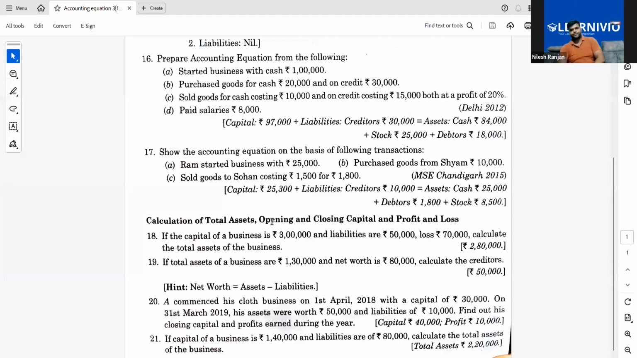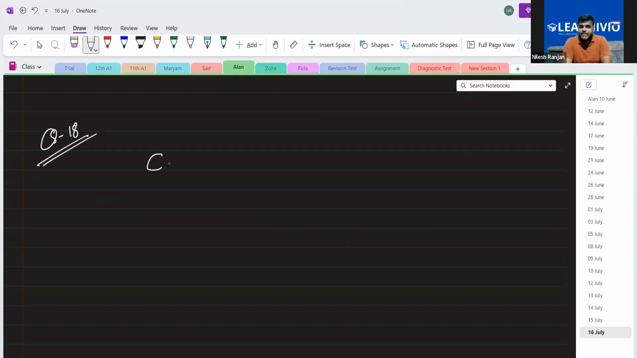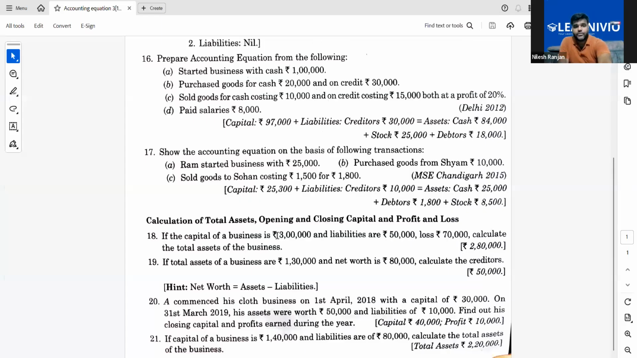Okay, can you see the question? Yes, sir, now I can see. So in question number 18, you can see here: if the capital of a business is 3 lakh and liabilities are 50,000, loss 70,000, calculate the total assets of the business. So what is the formula for calculation of assets? It equals liability plus capital. Yes, liabilities plus capital. Now, capital is given in the question, and that capital is obviously the opening capital, 3 lakh.